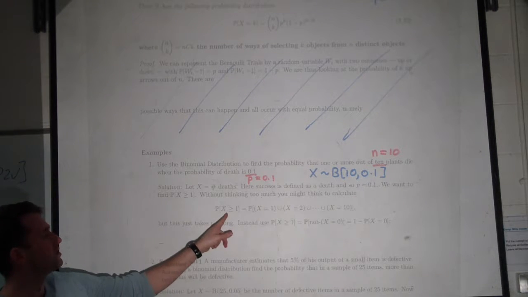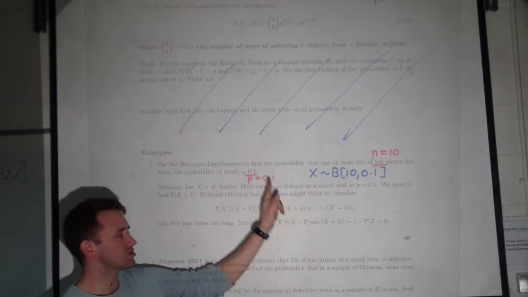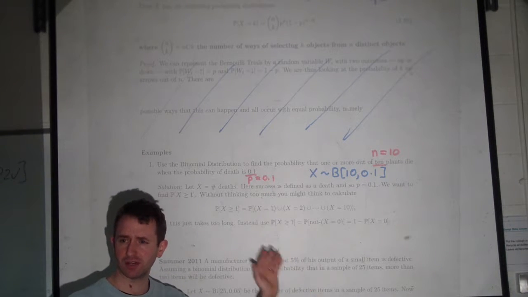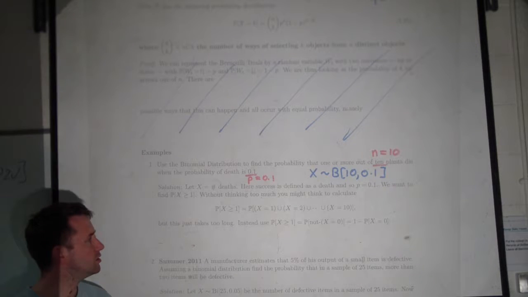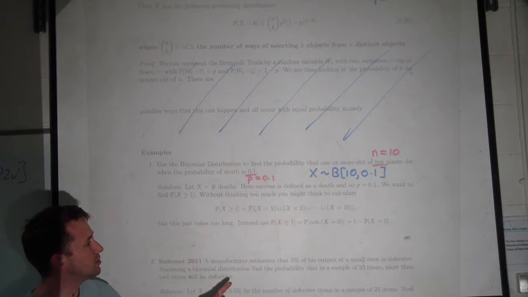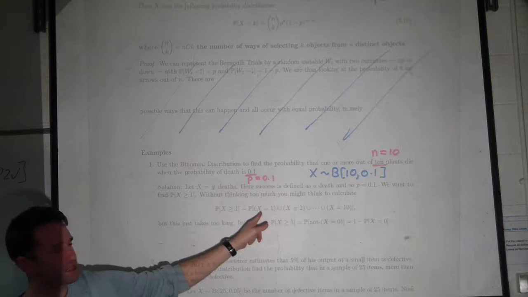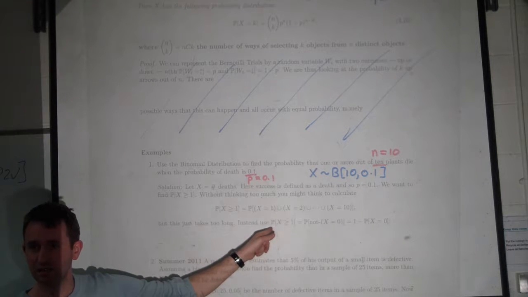Now there's a little bit of language in this. If you're going to have 1 or more plants dying, how many could there be? 1 or 2 or 3 or 4 or 5 or 6 or 7. There's a max of 10, so it's 1 to 10. Without thinking too much, you could say greater than or equal to 1 is 1 or 2 or 3 or 4 or 5 or 6 or 7 or 8 or 9 or 10. What does the "or" mean? Plus. You'd have to use that formula 10 times. Do you fancy that? No. So you don't want to do it that way.